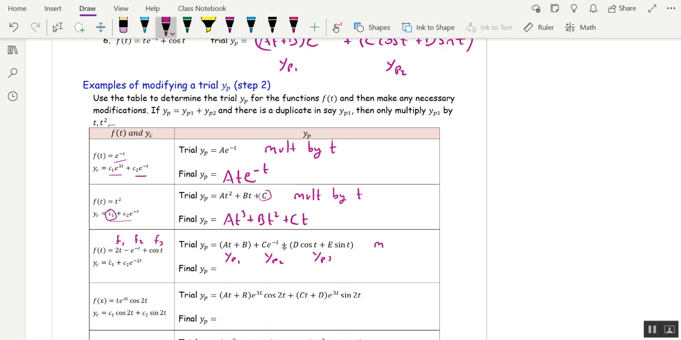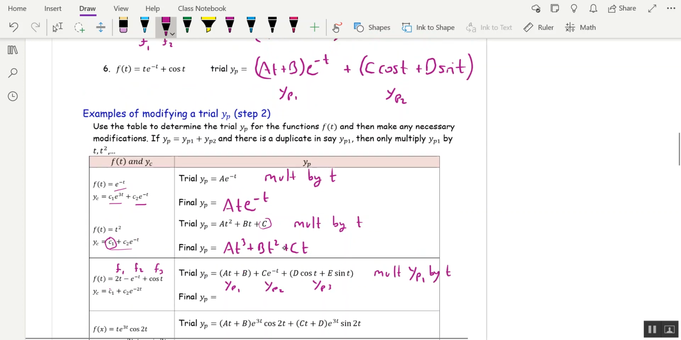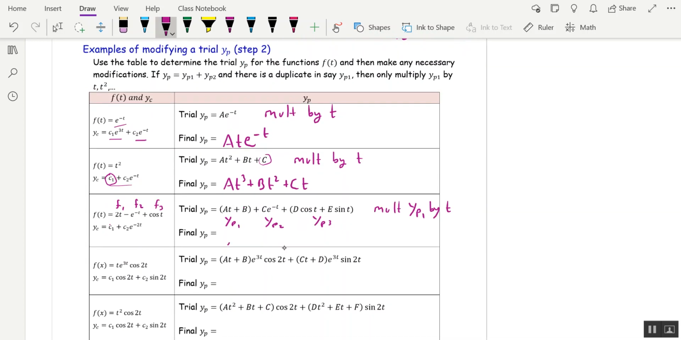So I'm going to multiply YP1 by T, and only YP1. YP2 and YP3 were fine. So all of YP1 gets multiplied by T. My final YP is AT squared plus BT. Then just copy everything else down. C e to the negative T, D cos T plus E sine T.